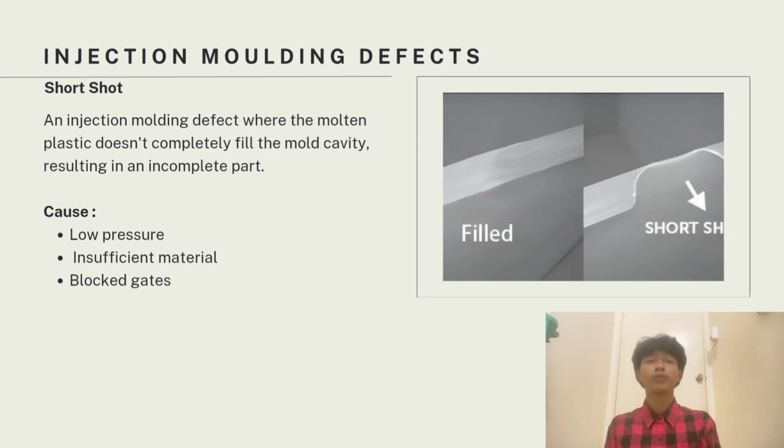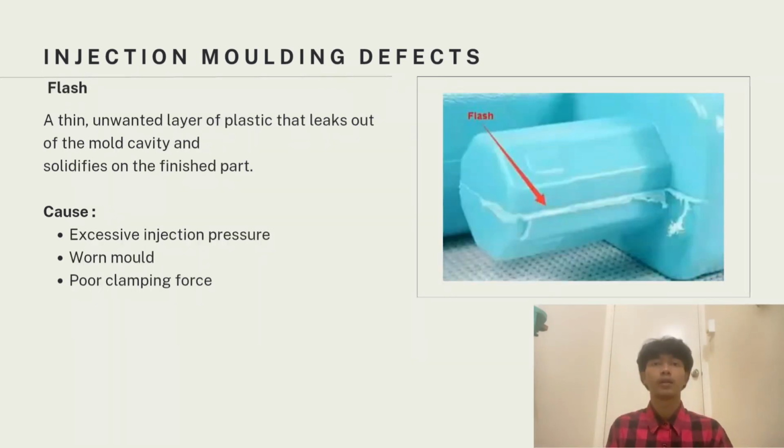So now we move to injection molding defects. Firstly, we have short shot. Short shot is an injection molding defect where the molten plastic doesn't completely fill the mold cavity, resulting in an incomplete part. It is caused by low pressure, insufficient material, and blockage.